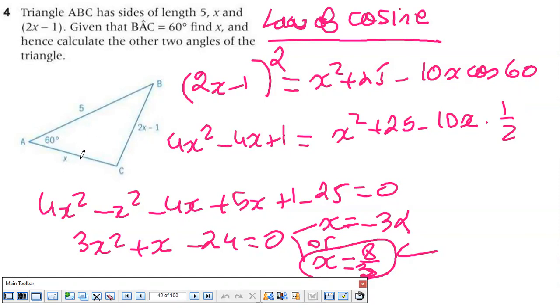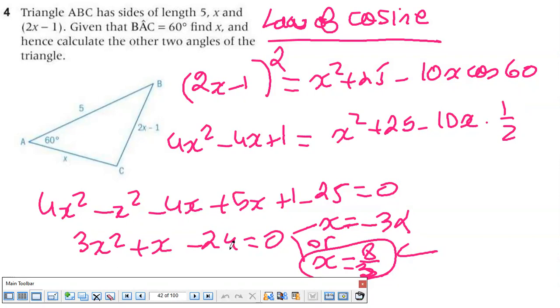To know where I should start, I need cosine. Which angle is given? 60. So for this cosine rule, I will start with this side here, the first side. So (2x minus 1) squared is equal to 5 squared plus x squared minus 2 times 5 times x times cosine 60. I just replace, I solve for x, and I will have a quadratic equation.